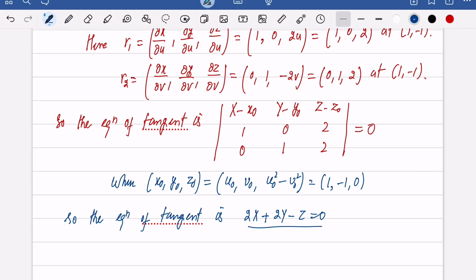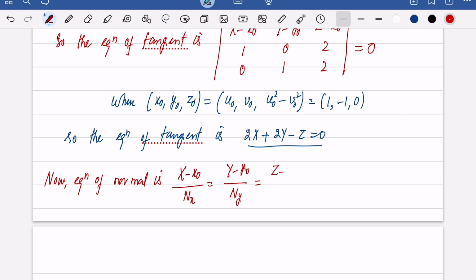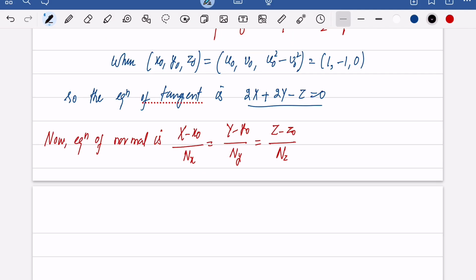So this is the equation of a tangent that we obtain by evaluating the value of this determinant. Now the equation of normal is given by (x minus x naught) divided by the direction ratio, let's call that nx, (y minus y naught) divided by ny is equal to (z minus z naught) divided by nz. Now here we first evaluate the normal vector n is equal to r1 cross r2.